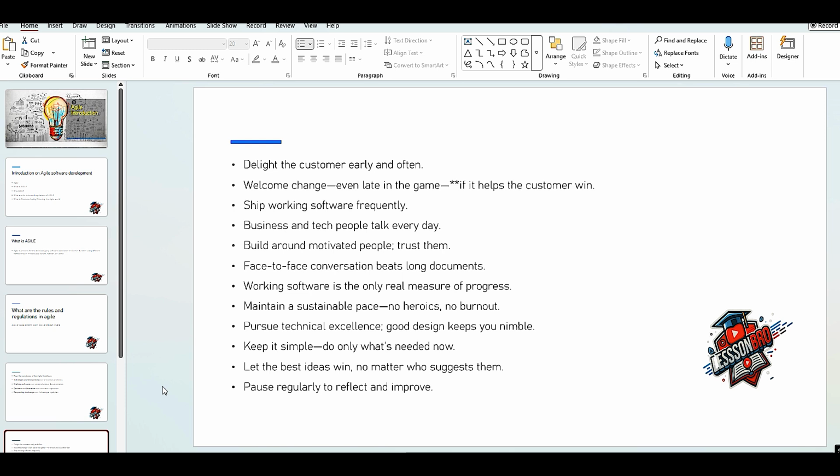Same way. And the third is deliver working software frequently. As I said, here also there is confusion, actually people will confuse principle 1 and principle 3. There's a difference.